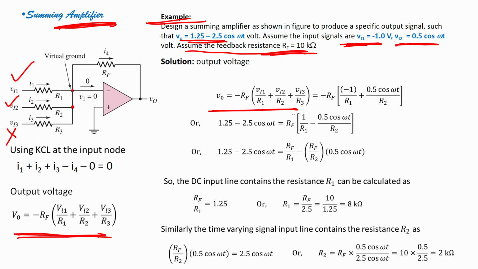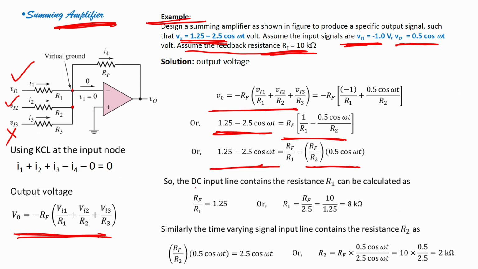So, minus RF remains as it is here. What is Vi1? Vi1 is minus 1 volt divided by R1 plus, what is Vi2? Vi2 is 0.5 cos omega t by R2, right. Now, what is VO? VO is given as 1.25 minus 2.5 cos omega t equals RF into this value. So, if I further solve it, what will I have? 1.25 minus 2.5 cos omega t equals RF by R1 minus RF by R2 into 0.5 cos omega t, right.